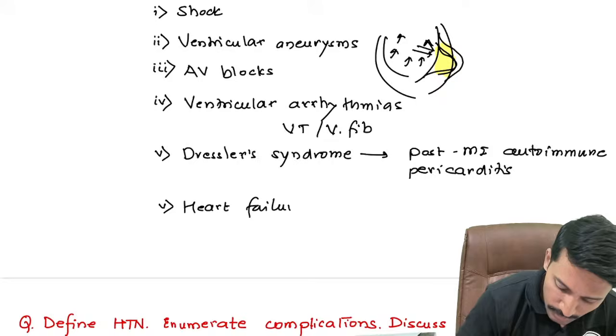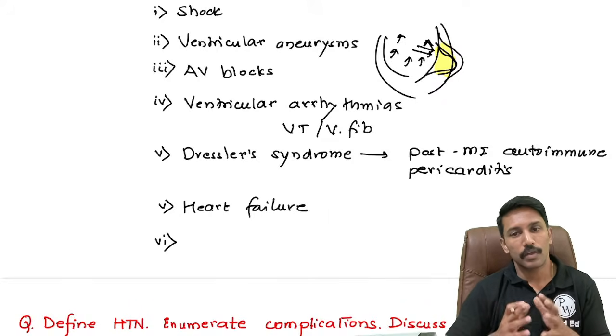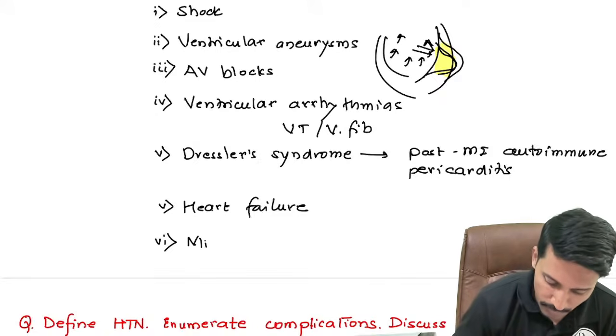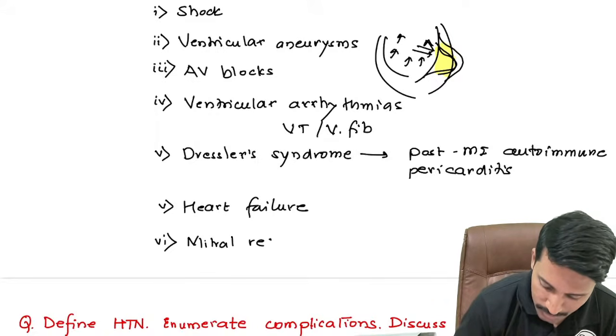Heart failure with pulmonary edema. Okay. Another complication that we can get is development of mitral regurgitation. Many patients with MI can develop mitral regurgitation. Now, why do I develop mitral regurgitation?